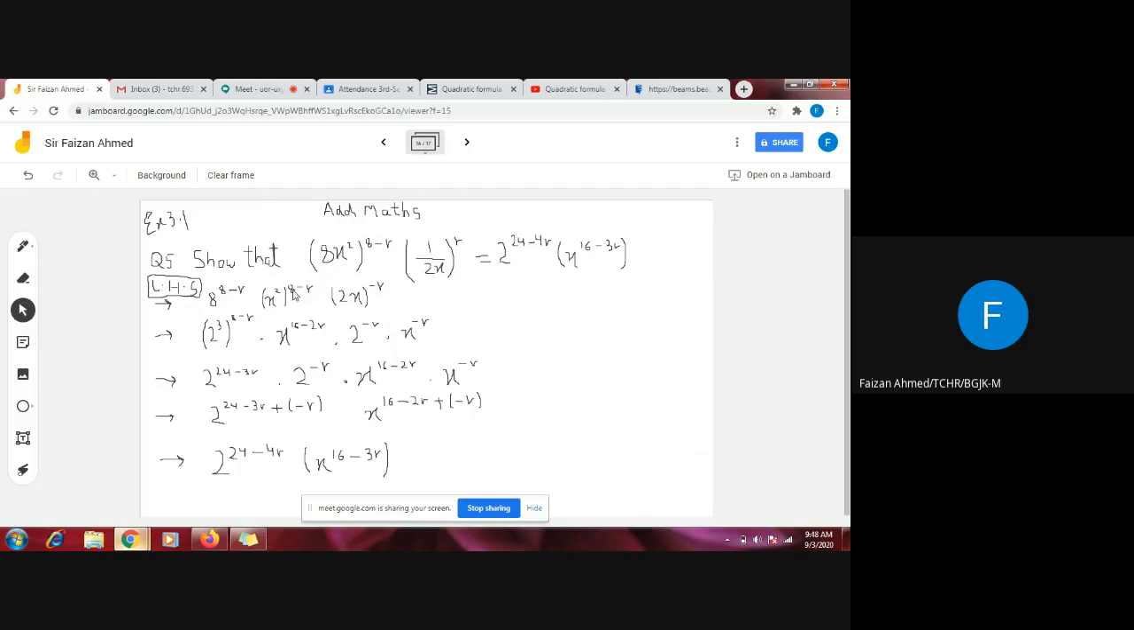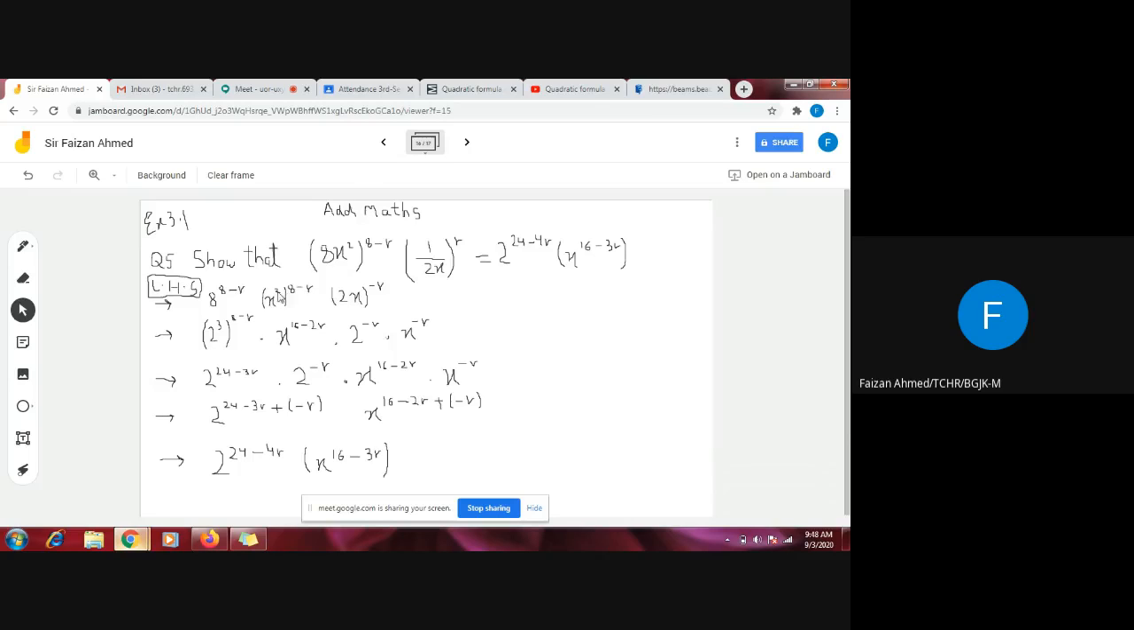And then I can use the double power law over here. There are two powers on a variable, so I can use the double power law. And also I can see that there is only a base of 2 and x on the right hand side, so there is no space for this 8. So I have to convert this 8 into a base of 2. So I can write 8 as 2 cube and then 8 minus r on the whole power.